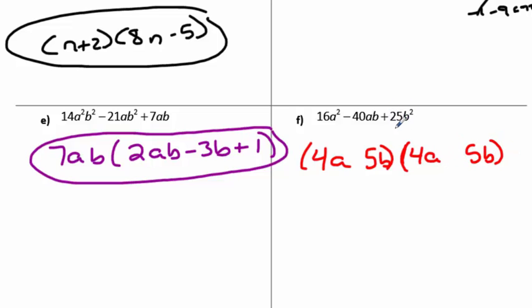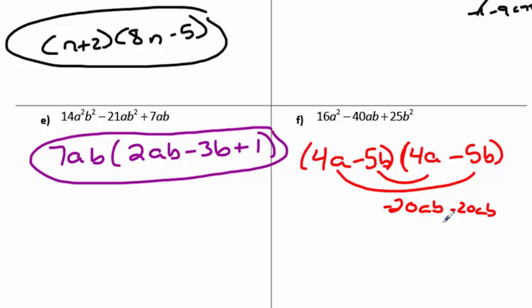I know that if I want to multiply to a positive, I need two positives or two negatives. So they're going to have to both be negative. Let's check. 5 times 4 is negative 20ab. And 5 times 4 is negative 20ab. That adds up to negative 40ab. So I have found the correct answer.